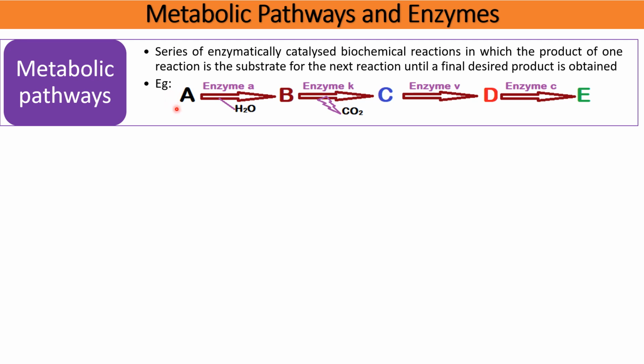Now, here we have a series of reactions which start with substrate A being converted by enzyme A through dehydration process to produce a product B, which serves as a substrate for the product C under the action of the enzyme K that releases carbon dioxide from product B, and the product C serves as the substrate for the next reaction catalyzed by enzyme B to produce the product D, and so on.